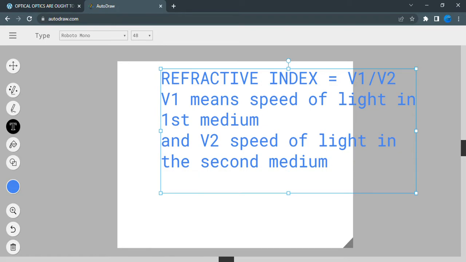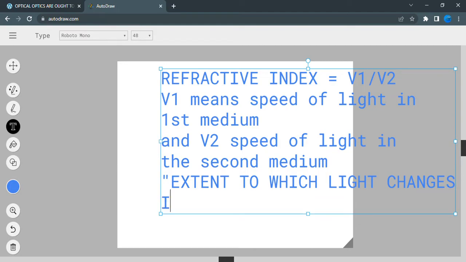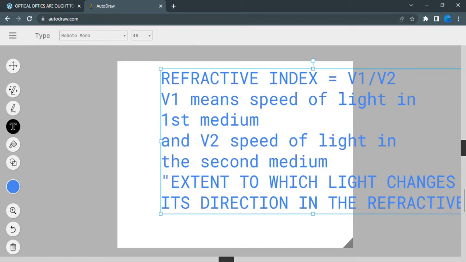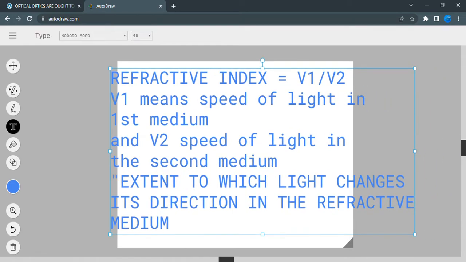We can also call refractive index the extent to which light changes its direction in the refractive medium. This can be used as a decider as to how much the light changed its direction in the refractive medium.